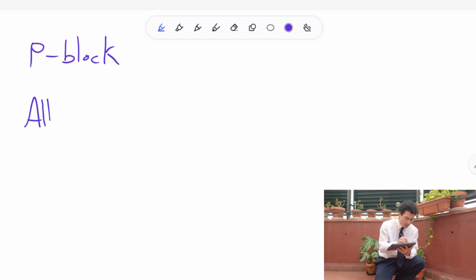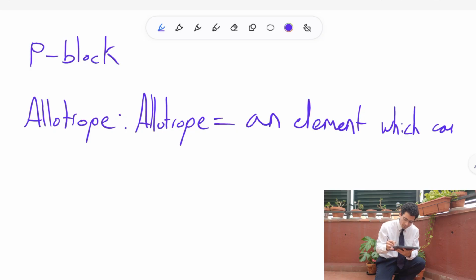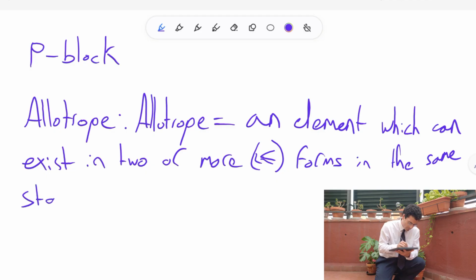So, allotrope. I will write down the definition of allotrope, which would be: an allotrope is an element which can exist in two or more forms in the same state.